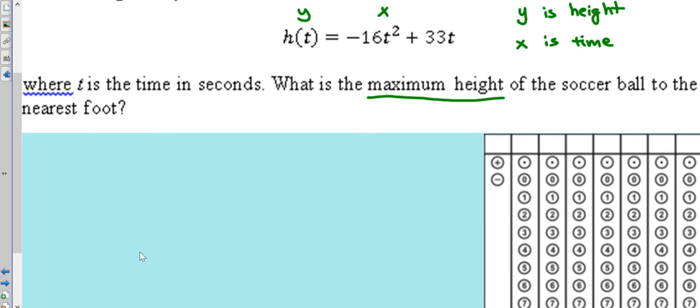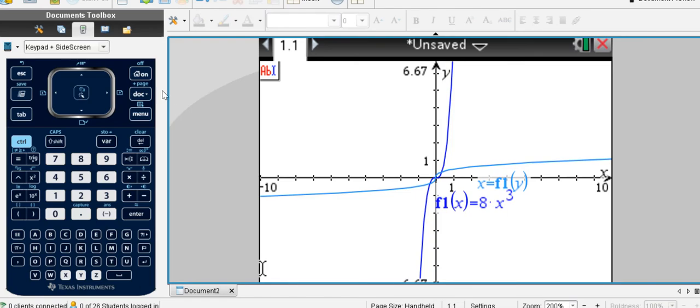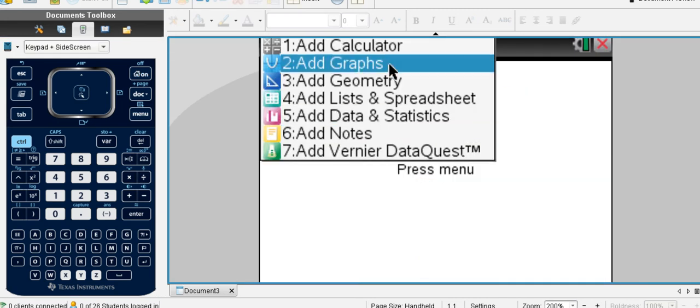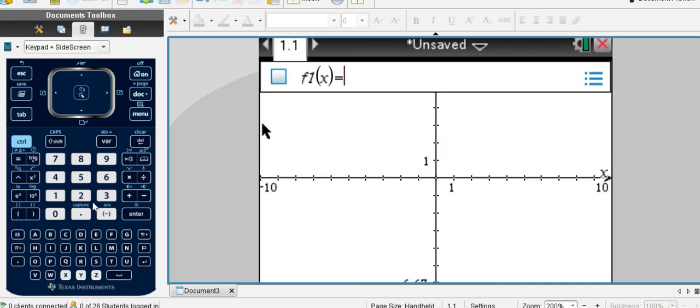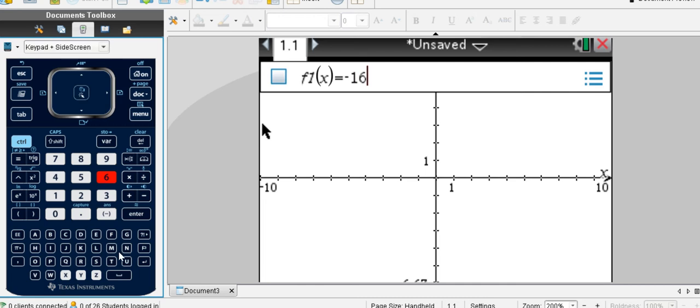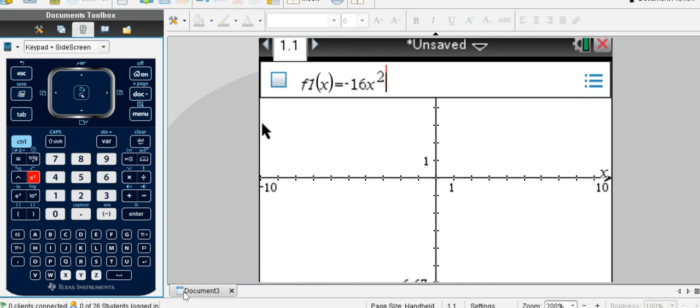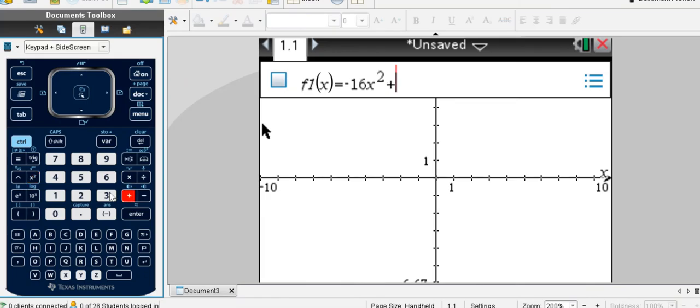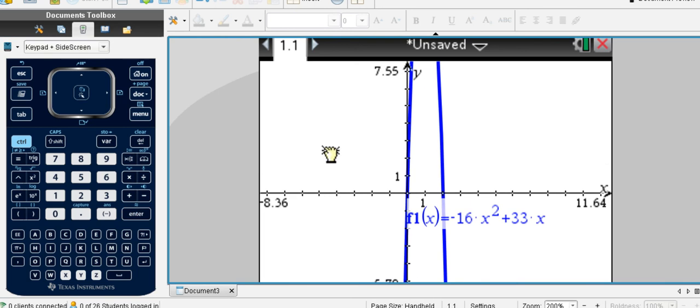Well, what we could do is use our tools. We could just go graph this and look at the maximum. So I'm going to go to a new document here, and I'm going to look at a graph, and I'll type in the equation. It was negative 16, and instead of putting a t, we'll put an x in its place, x squared plus 33t, or in this case 33x. I hit graph, and there's the graph.